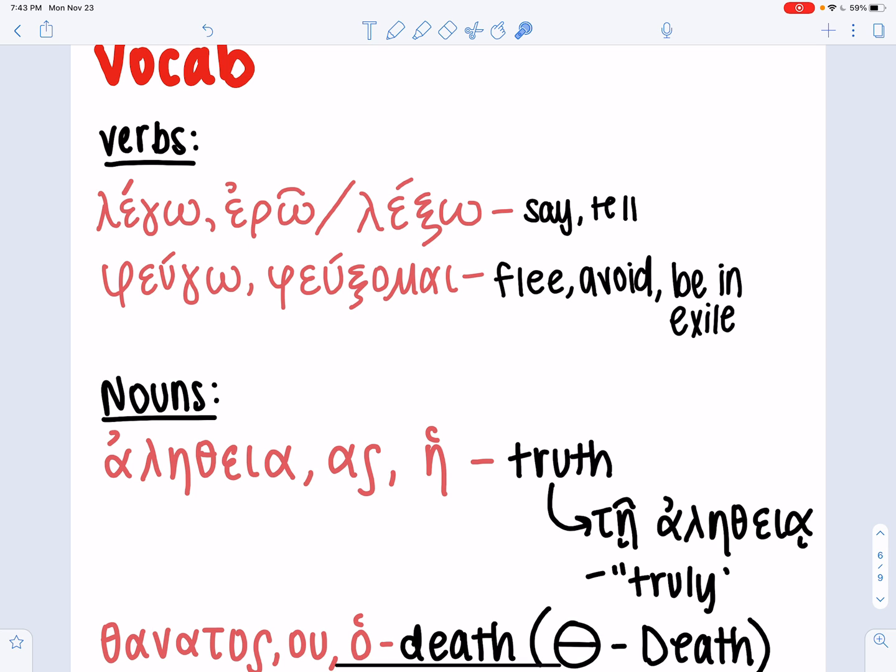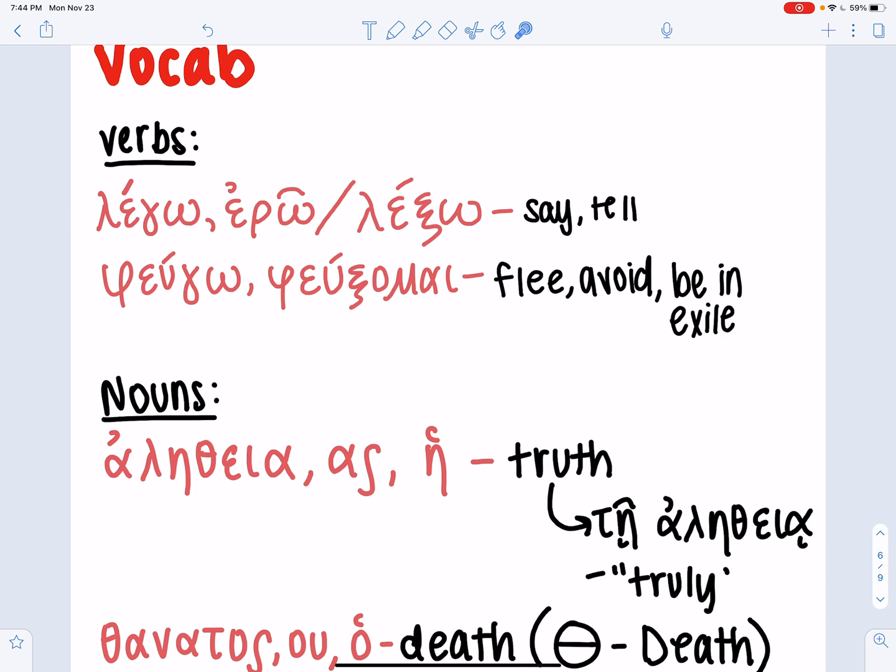I think it's really cool, but all you gotta do is memorize it as a weird form. And then our next word is fugo, which means to flee. Looks like fugo in Latin, so that's how I remember that one. It can also mean to avoid or to be in exile.